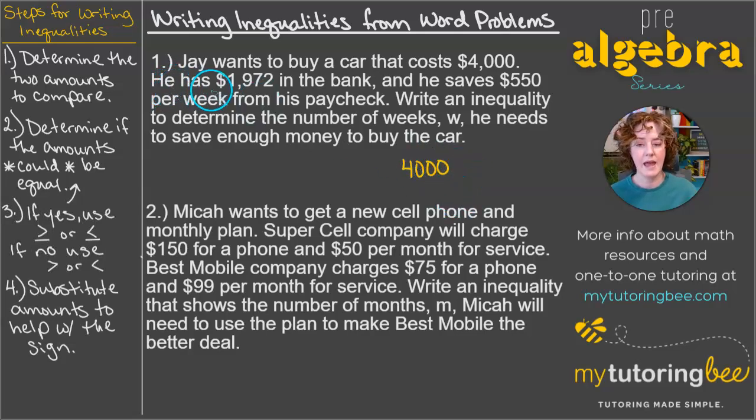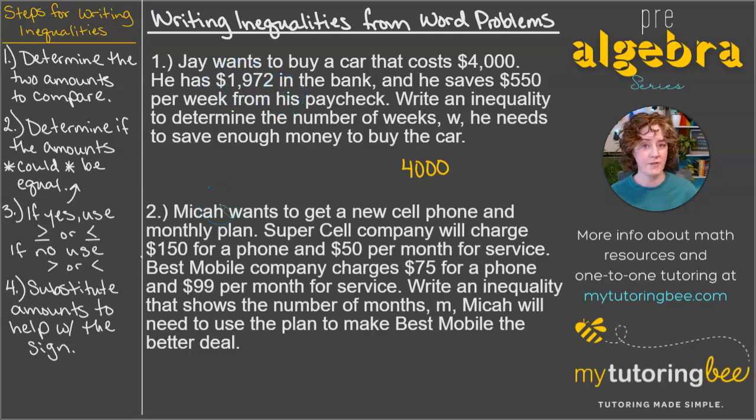All right, and then he has $1,972 in the bank and he saves $550. So these 2 amounts need to go together on the other side of the inequality because that is the combination of what he already has and what he will continue to save. So that's the side that's going to represent how much money Jay has in order to purchase this car. So let's talk about what that looks like over here on this side of the inequality. I'm going to leave the space in between blank and we're going to put in that inequality symbol at the very end.